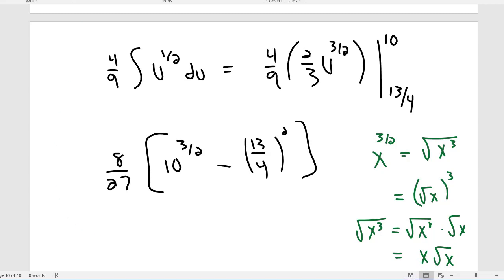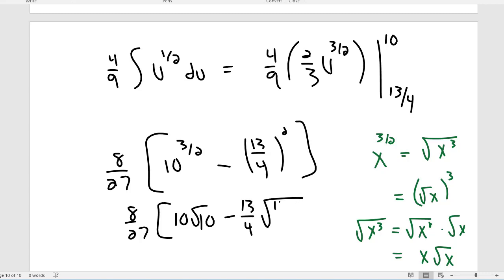So I have 8 27ths, and this is just going to be 10 root 10 minus, and then this guy is going to be 13 fourths root of 13 fourths. So there's my exact value. And if I take out a calculator and approximate that, let me pause the video real quick and plug this in my calculator.